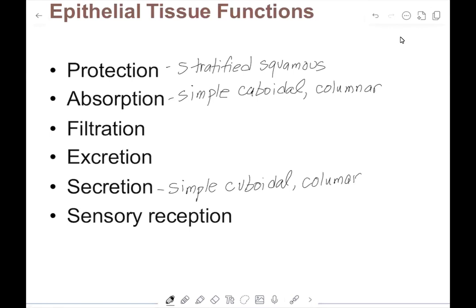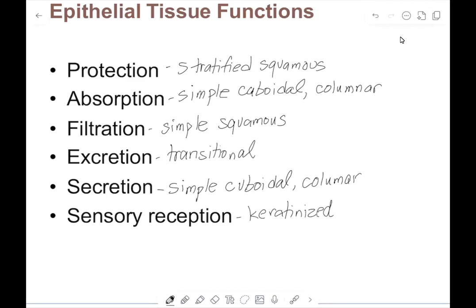Filtration is a type of passive membrane transport you learned about in chapter 3, and that occurs in simple squamous epithelium, so only one layer thick, and it occurs in places like the kidneys and the blood capillaries. Excretion would be in the urinary system, and it's called transitional epithelium. And then finally, the sensory reception is going to occur in the skin, and that is called keratinized, stratified squamous.